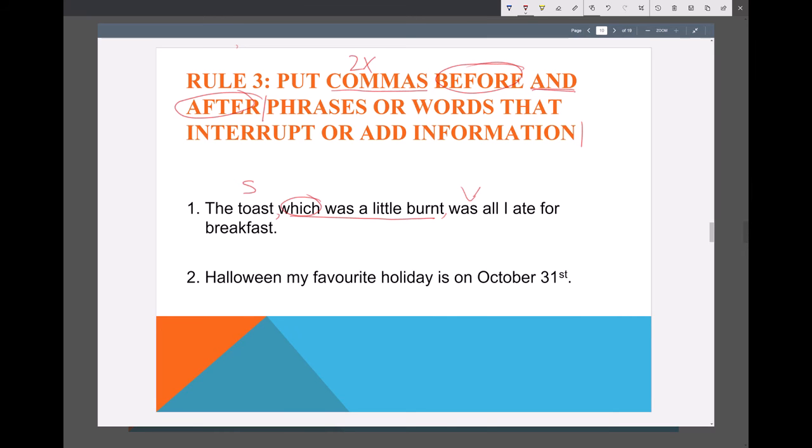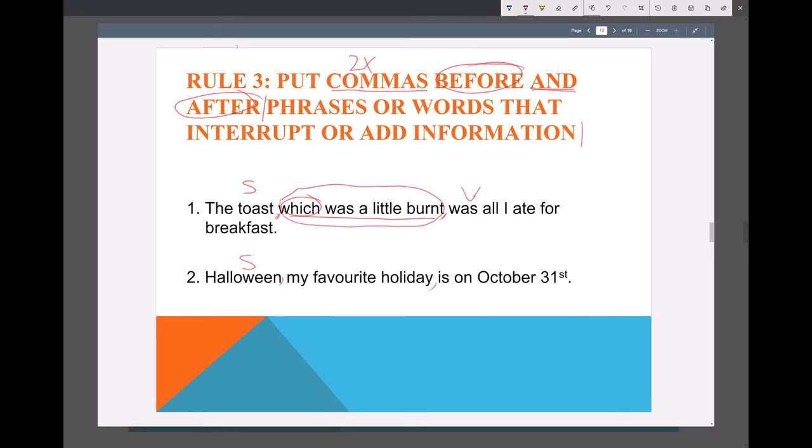So this phrase here that adds more detail about the toast and is interrupting the sentence, you need to put a comma before and after that phrase. How about sentence number 2? Halloween, my favorite holiday, is on October 31st. Where do you think the comma should go? If you put the commas before and after my favorite holiday, that's correct.